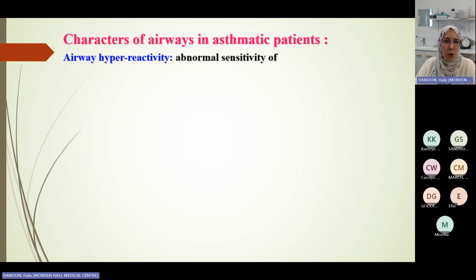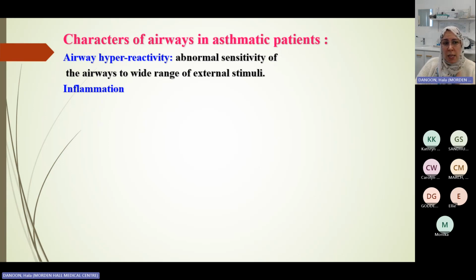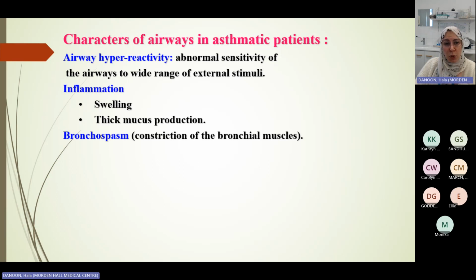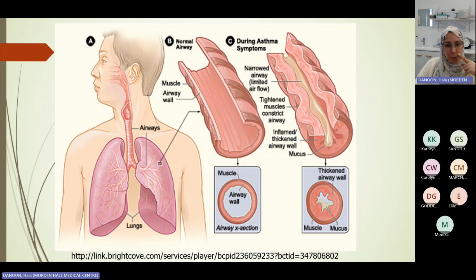The main characteristic of airway obstruction or restriction in these patients is airway hyperreactivity. They are quite sensitive in the airways to a large range of external stimuli, as I mentioned. This can cause inflammation. Inflammation will cause swelling, thickening, mucus production, and bronchospasm, which is constriction of the bronchial muscles. All of these will cause what we call the inflammation and then the symptoms of asthma.